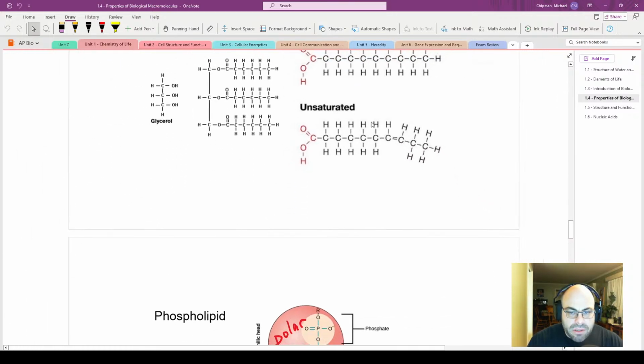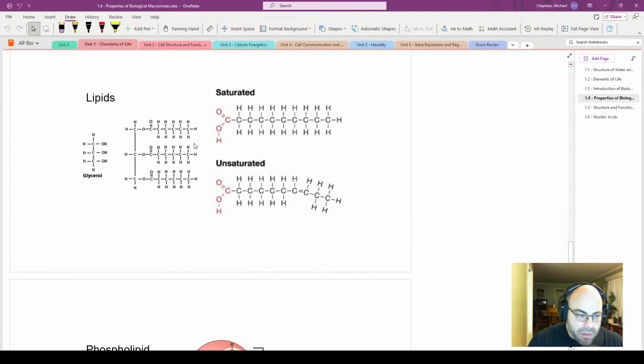And the lipids are typically in these longer chains, right? Because they're nonpolar.